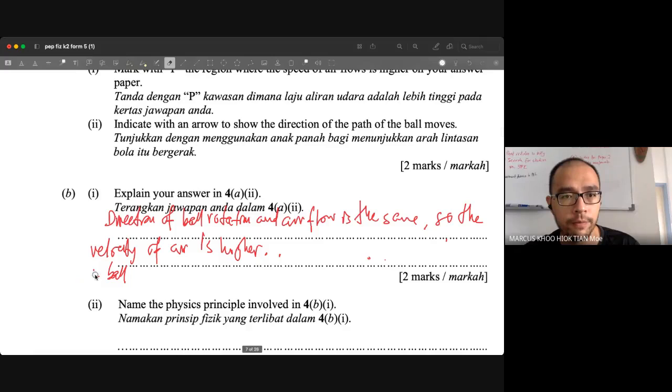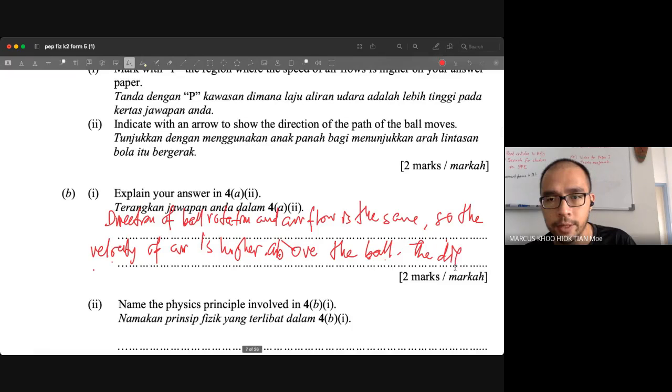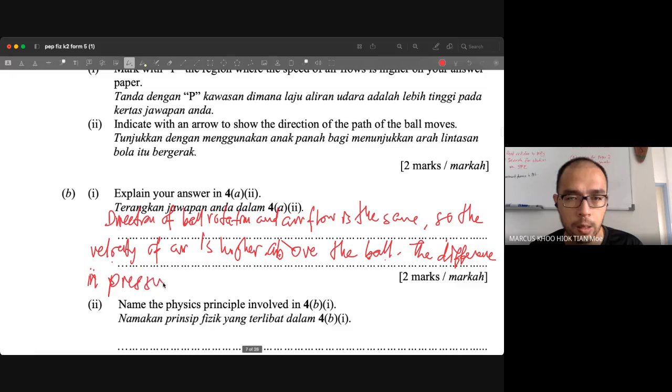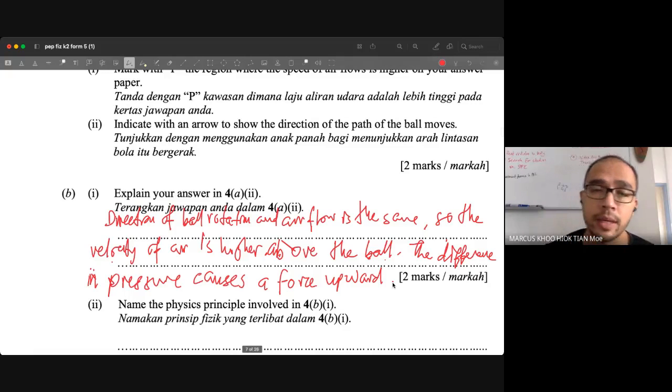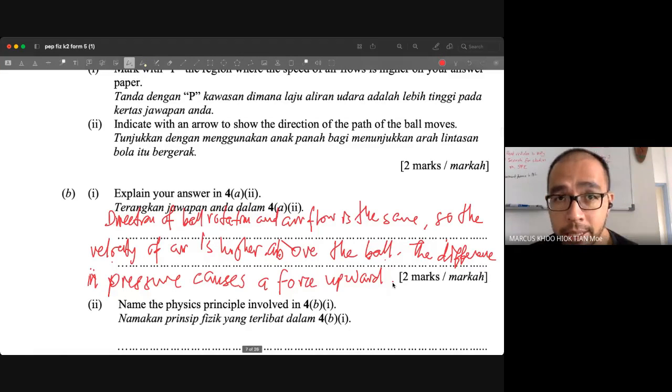Okay, let me rub this off. Okay, the velocity of the air is higher above the ball. Okay, the difference in pressure, okay, causes a force upward. Okay, actually this question biasanya adalah 4 markah lah.